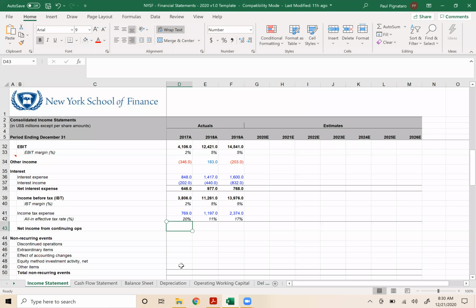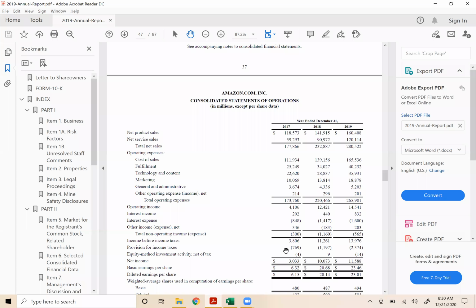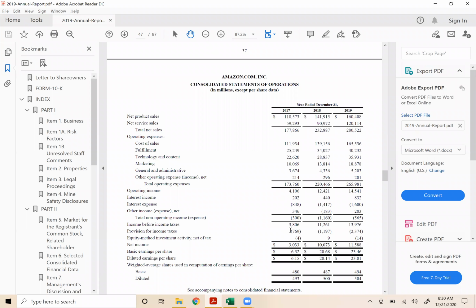Income from continuing operations. Subtracting down. Income before tax minus income tax expense. Okay. Now let's see what else they have. Right under income taxes, they have equity method investment activity.